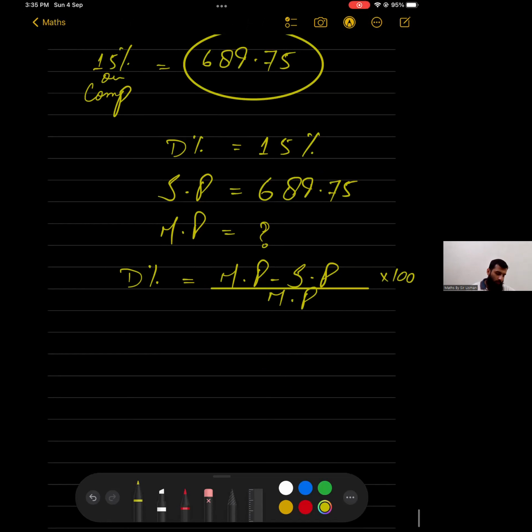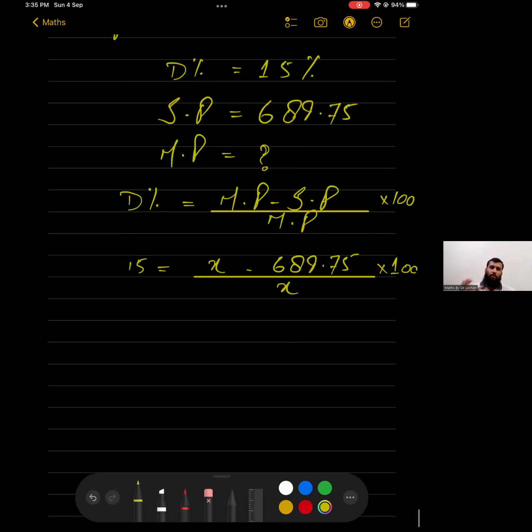इसे solve करके भी दिखा देता हूँ मैं आपको. Discount percentage is 15, mark price X, selling price is 689.75. Mark price is again X and we will multiply this with 100. Now we just need to sort this out और हमारे पास X की value आ जाएगी. Now we'll just stop over here and we don't need to figure out the value of X. हम इसको छोड़ देते हैं यहाँ पे. I'm sure all of you will be able to solve this.